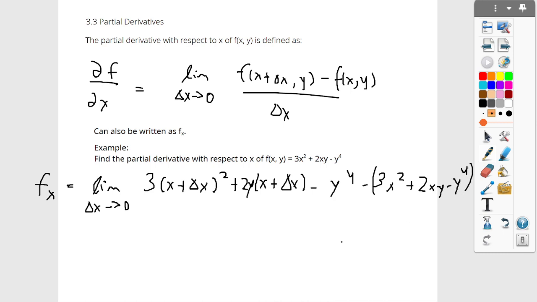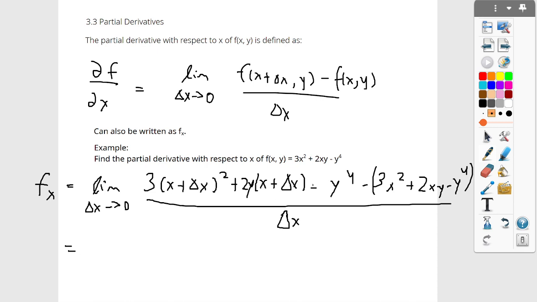I'm sorry if my parents are very loud, but right now we're just going to have to deal with that for now. So limit of this all over delta x as delta x approaches 0.